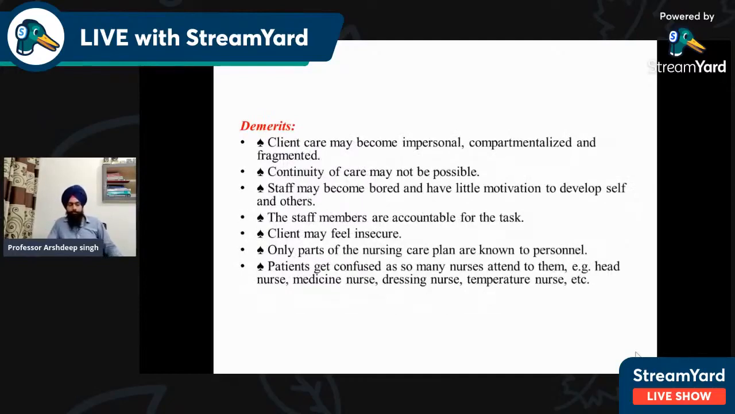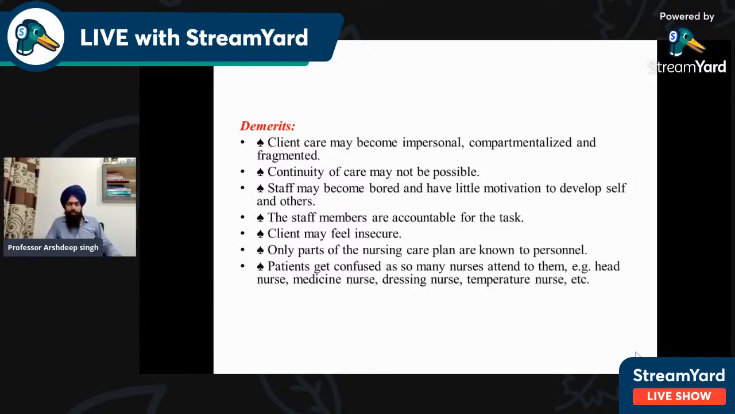Last are the demerits. Client care may become impersonal, compartmentalized and fragmented. There is not a single person providing care in this method, so there will be fewer chances of interpersonal relationships, unlike in the case method. Second, continuity of care may not be possible. Third, the staff may become bored and have little motivation to develop self and others, because they have to do only the limited activities of a specific function.